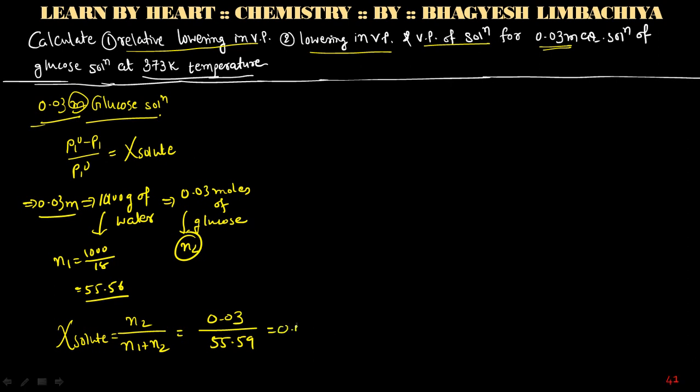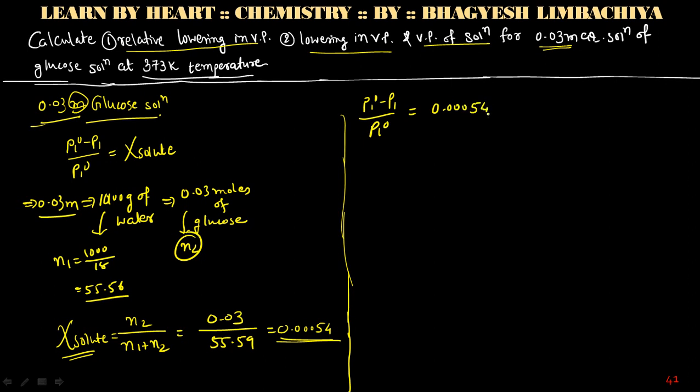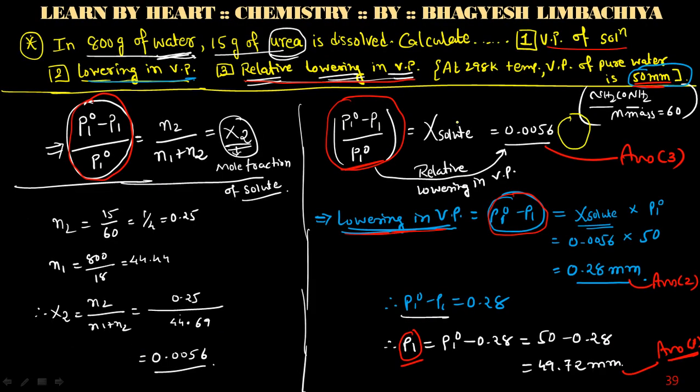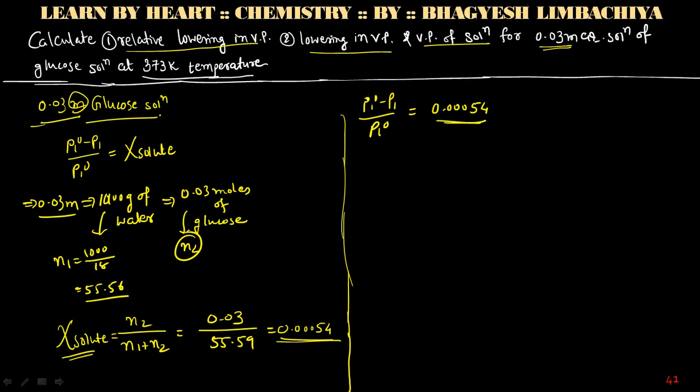So basically 0.00054 it will be, yes, 0.00054, right? The x of solute is calculated. That is our P10 minus P1 upon P10, which is 0.00054. It is unitless. Remember this thing. हाँ, it is unitless. Relative मतलब पता चला ना. Starting with respect to initial, how much vapor pressure is decreased. So this is our answer number 1.